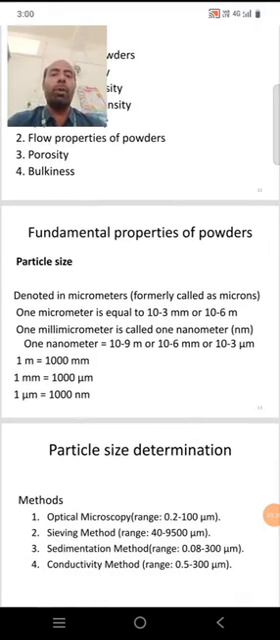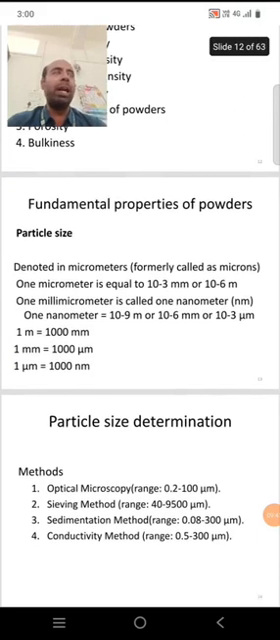First is the fundamental properties of powder. Let us explain particle size.